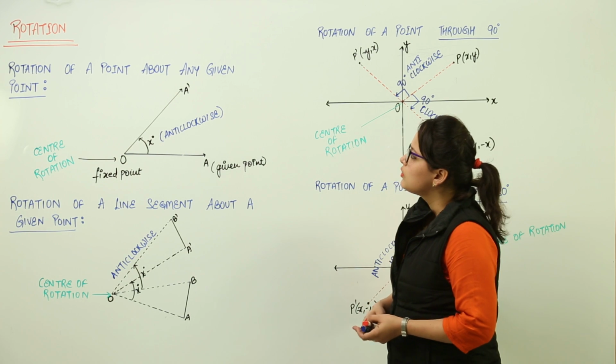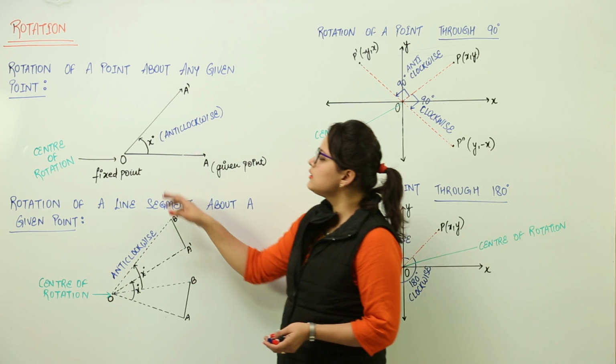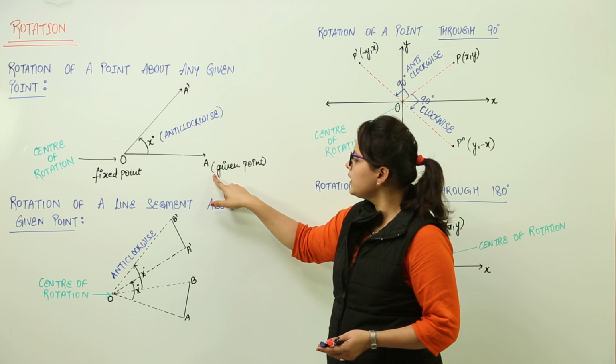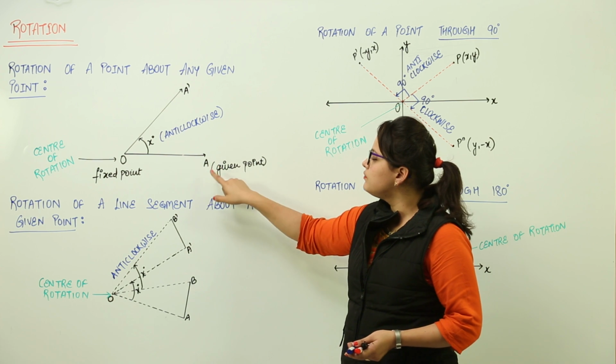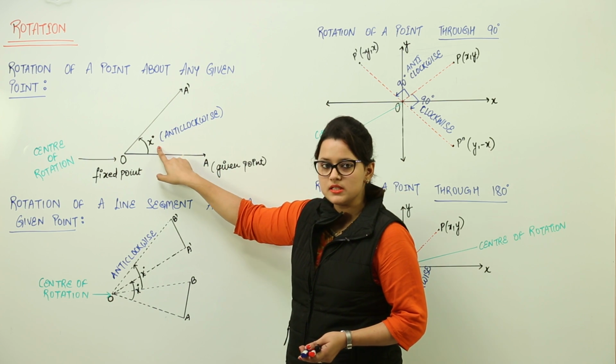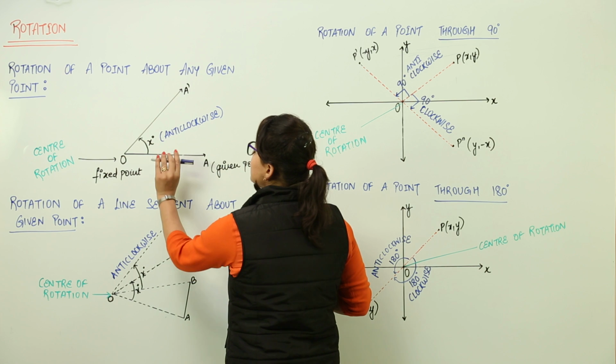Rotation. Now, rotation of a point about any given point. We have taken a fixed point over here, that is O, and there is a point taken A. Now, we are going to rotate this point A by x degrees in anti-clockwise direction. If we do so, say over here, we have this point.